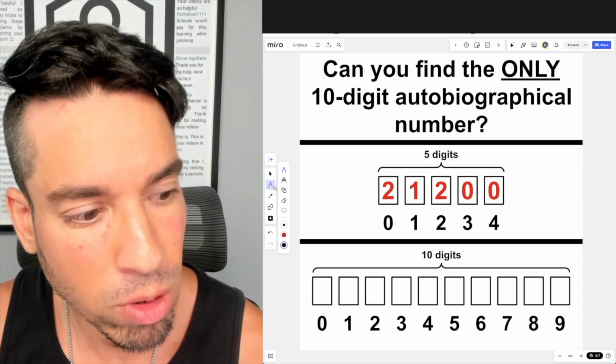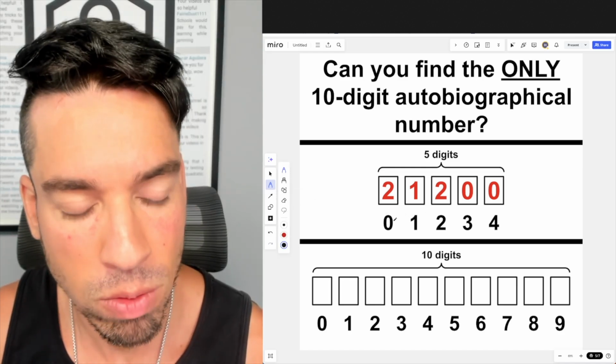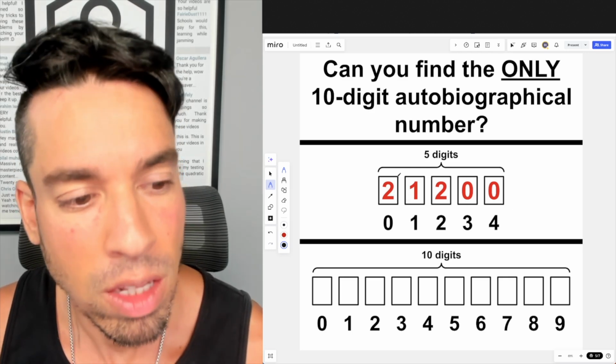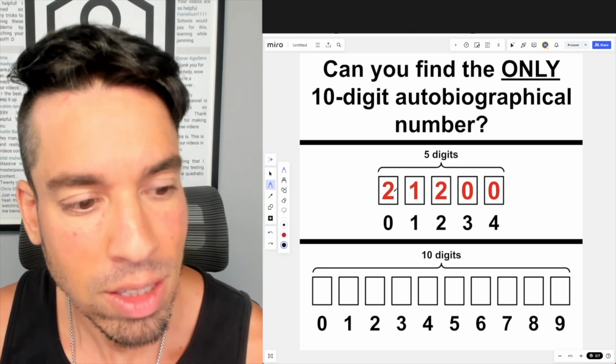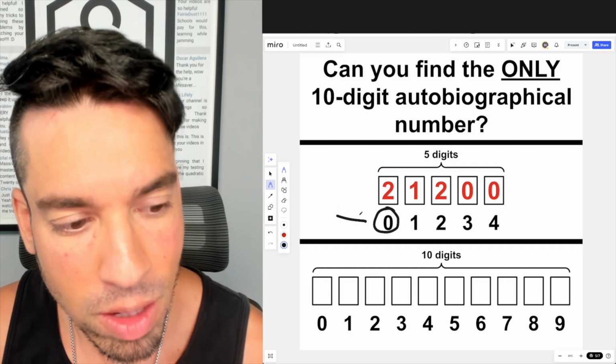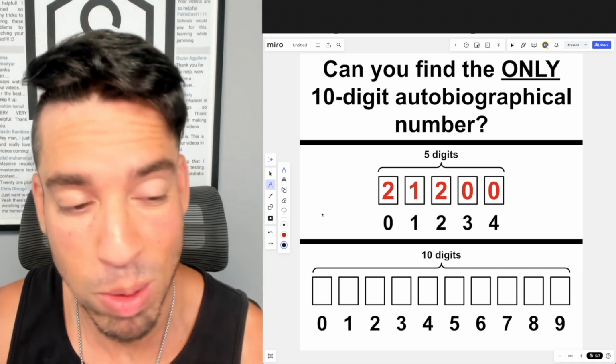An autobiographical number is a number such that in each place value, in each digit, I should say, the number that is in that digit tells us how many of the positional number there are in the actual number itself. Let me explain what that means in this example.